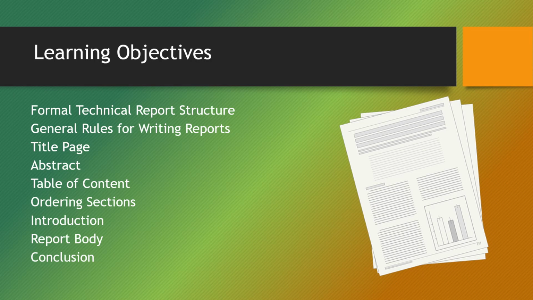Learning objectives for this module are formal technical report structure, general rules for writing reports, title page, abstract, table of contents, ordering sections, introduction, the report body, results and discussion, and the conclusion.